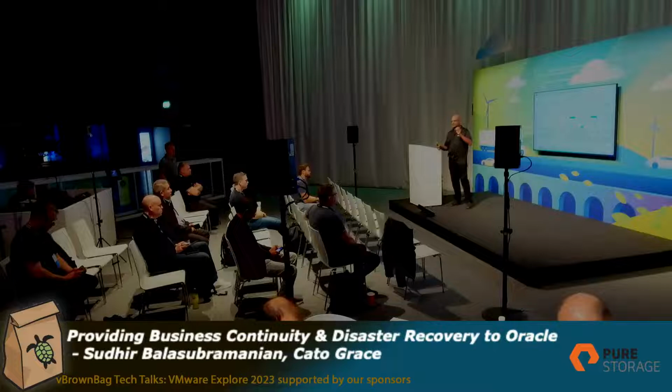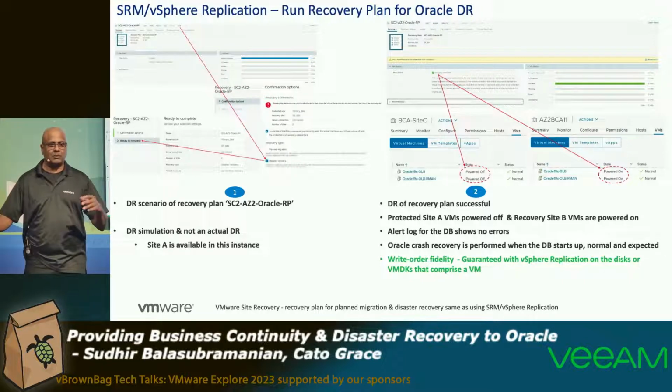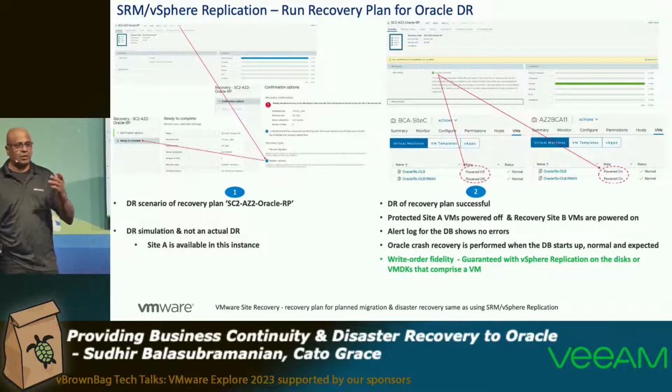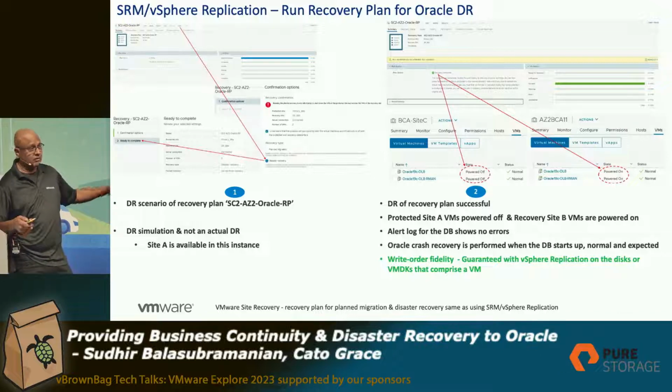Just like you have the var log messages on a Unix system, similarly, for an Oracle database, you have what's called the alert log file. And that's why you go to the alert log file to see if there are issues or not, right? So when we did this test, we found there were no issues here.